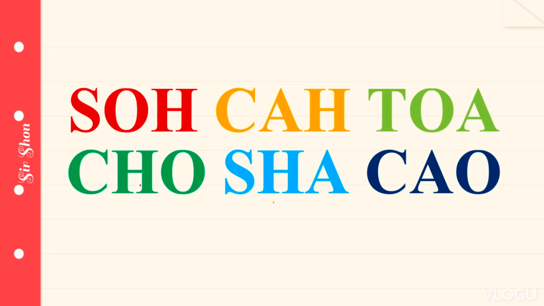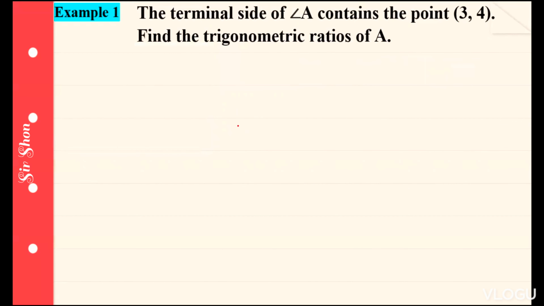And when we say CHO, it is cosecant theta equals hypotenuse divided by opposite. And when we say CHA, it is secant theta equals hypotenuse divided by adjacent. And when we say COW, it is cotangent theta equals adjacent divided by opposite. So we should apply the six trigonometric ratios in example number 1.